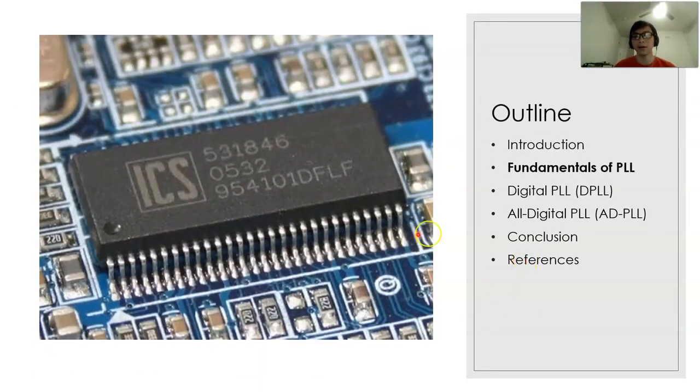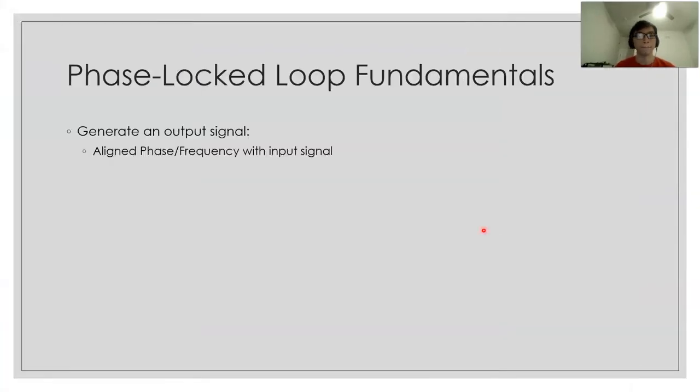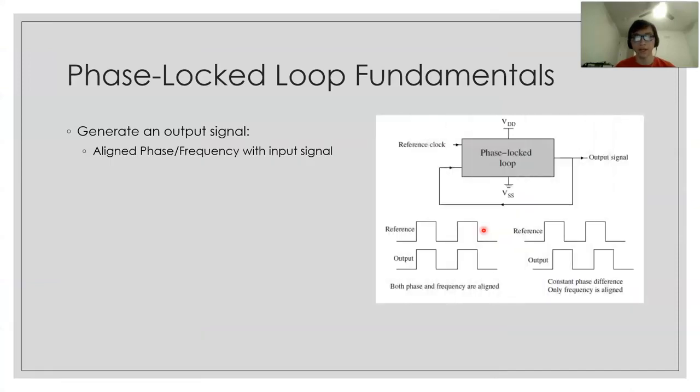So let's talk about the fundamentals of phase lock loop. The idea of phase lock loop is basically to output a clock signal that has a frequency and phase aligned with the reference input signal. Like right here, we can see that the output signal is aligned in both phase and frequency with the reference one, while in here only the frequency is aligned. This is like the black box definition of phase lock loop.